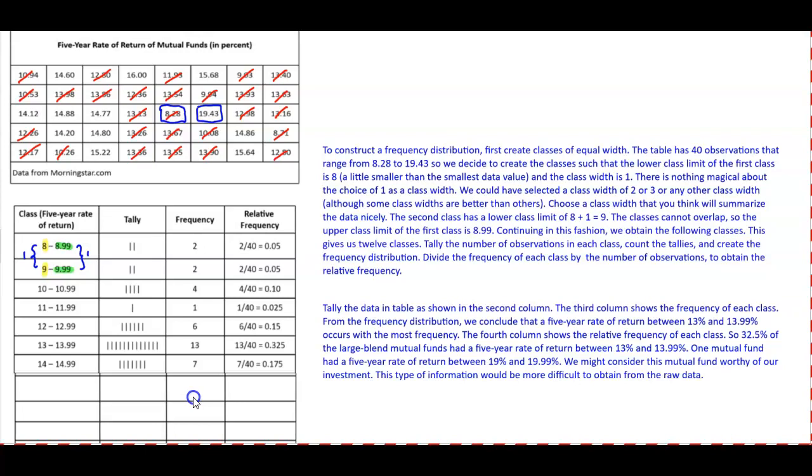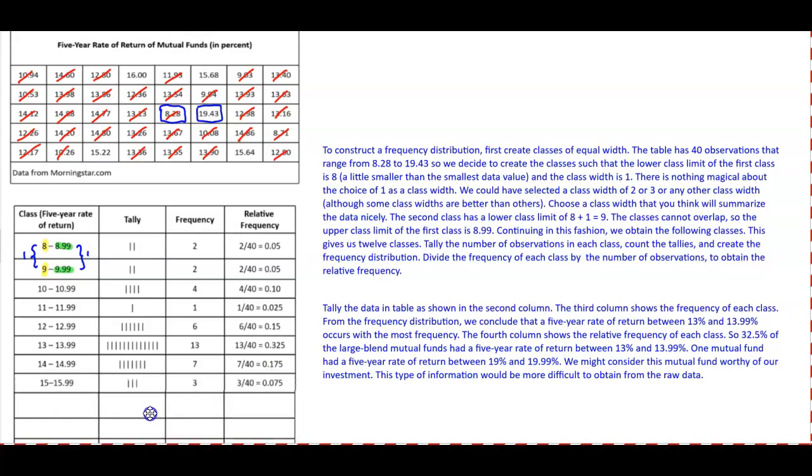Now we're going to go between 14 and 14.99. So we have 1, 2, 3, 4, 5, 6, and then there's 7. So therefore we have 7 of them, and 7 divided by 40 is equal to 0.175. Okay, let's go to 15 and 15.99. So we have 1, we have 2, and then we have 3. So therefore 3 divided by 40 is going to give us 0.075.